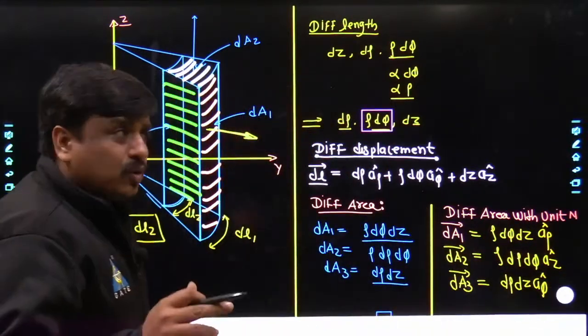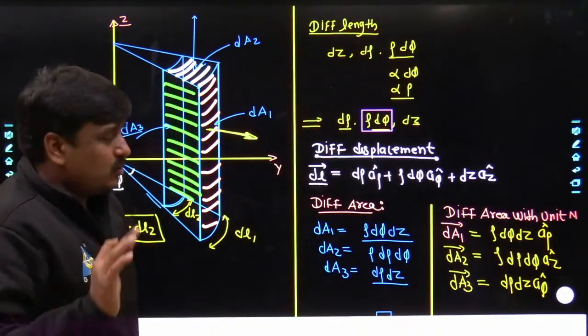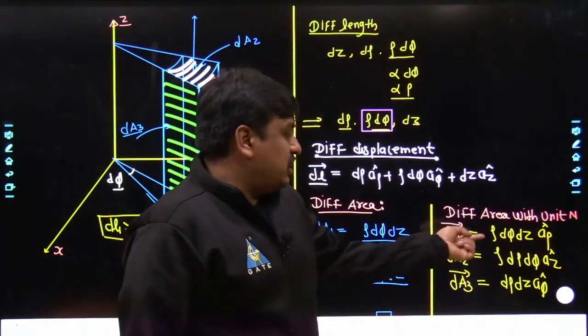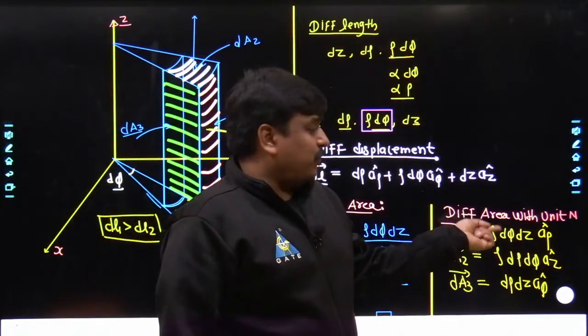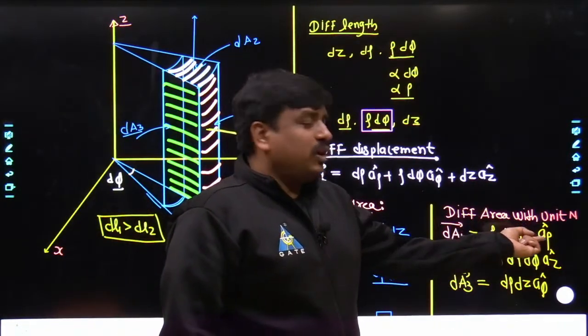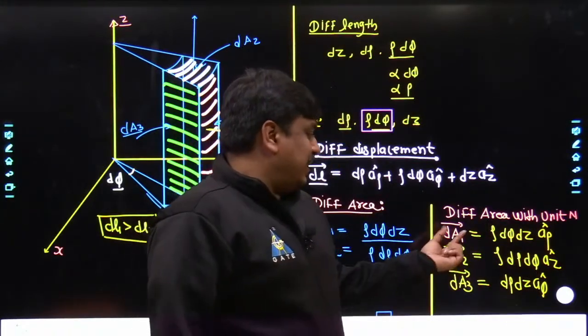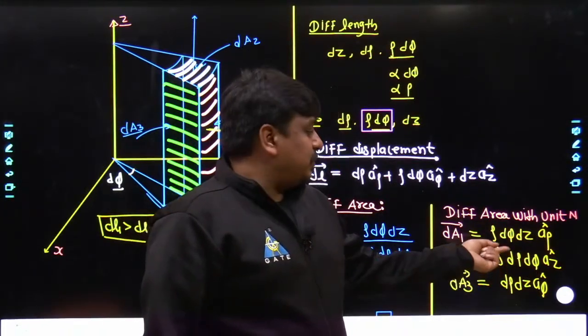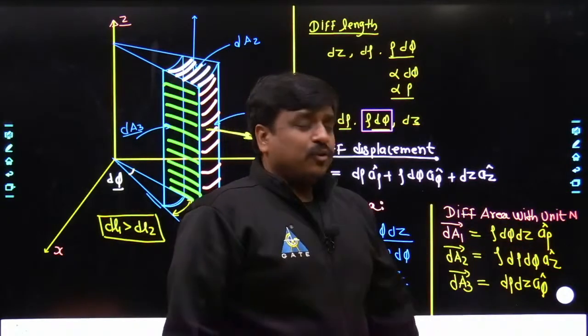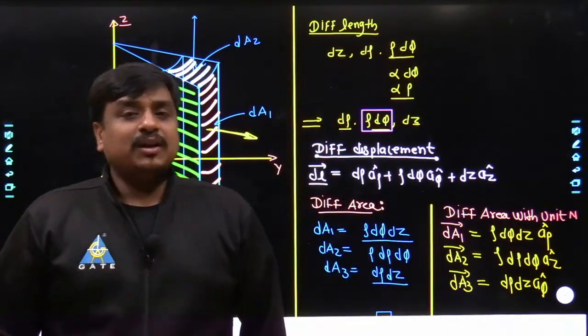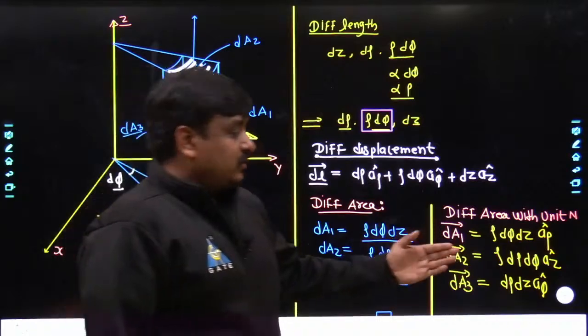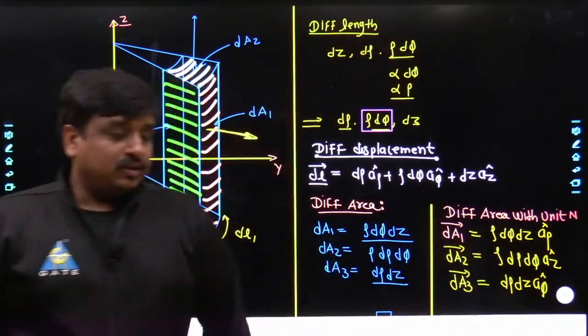If you are not able to recall the actual differential surface, it is better to use the methodology. There were differential lengths in the direction of phi and z. By default, the unit normal which would come into the picture is going to be A rho cap. Similarly, for the dA2 vector, there were differential lengths because of rho as well as phi. By default, the unit normal would come in the direction of Az cap. And similarly, the same concept goes on.